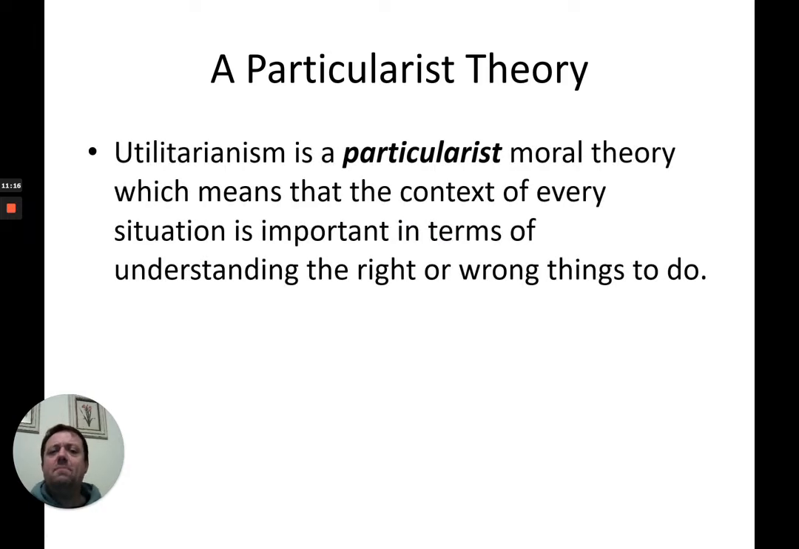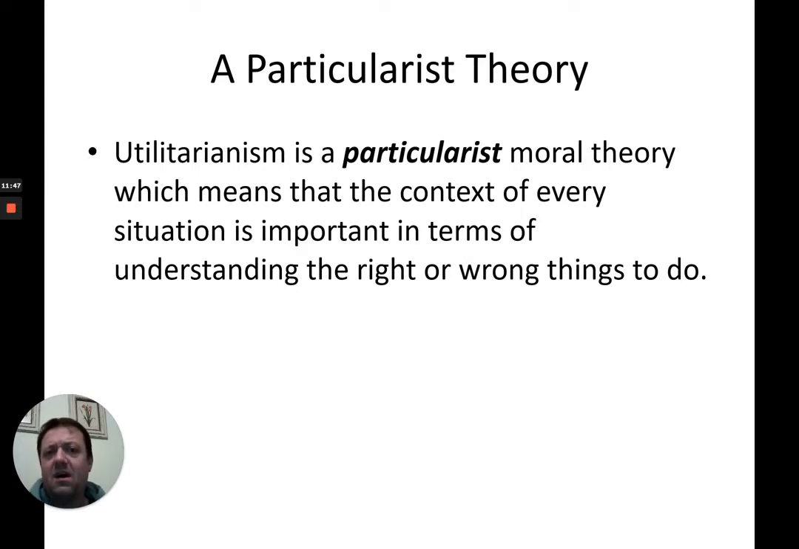Utilitarianism is also a particularist theory, okay? And that means that the context of every single situation is important in terms of understanding what is right and wrong. There's no universal law, as there is in Kant, for example, that tells you that you must always act in a particular way. All right? So for utilitarians, it's very important to always look at the situation to discover what the right thing is.